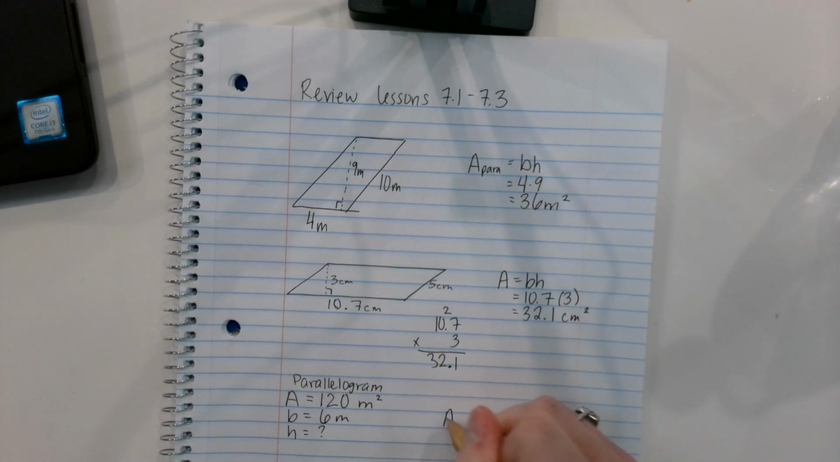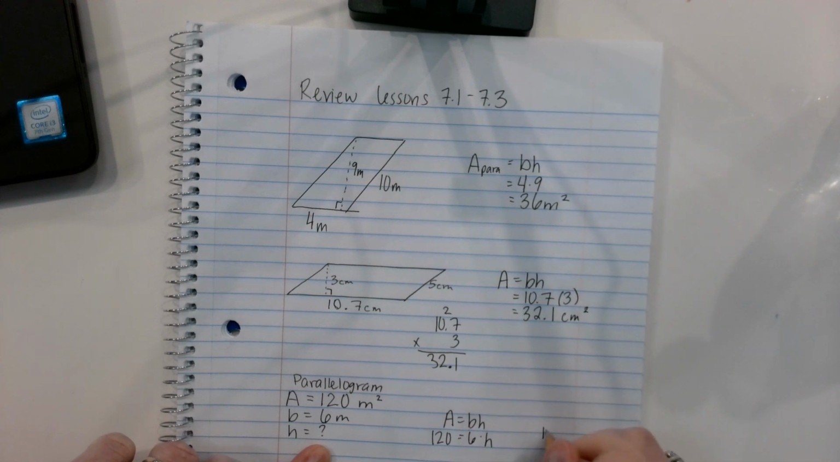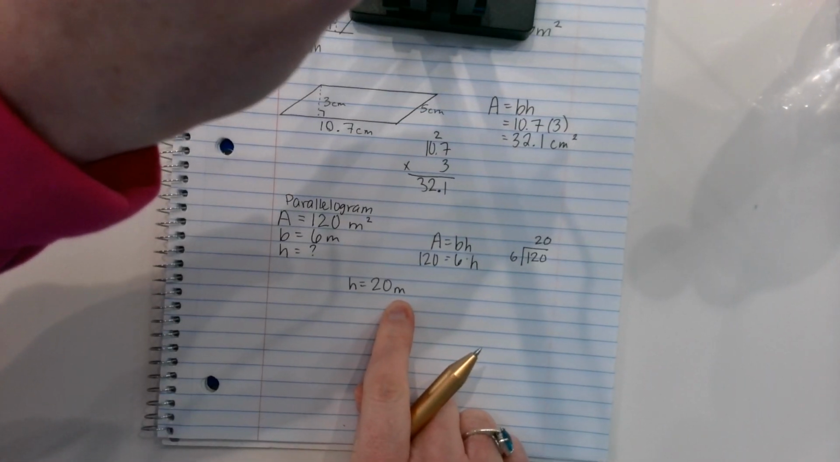So you know that area equals base times height. If the area is 120 and the base is 6, 6 times what gives you 120? So let's divide 120 divided by 6, and you get 20. So the height would equal 20 meters. Again, making sure that those answers have units on them.